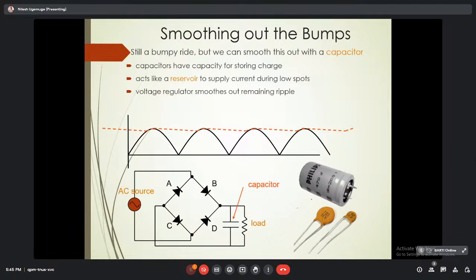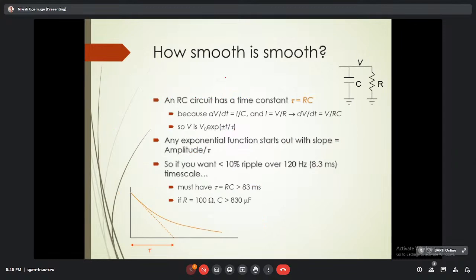That can be done with the help of a capacitor, in an RC, resistor and capacitor circuit. It is still a bumpy ride, but we can smooth this out with a capacitor, and capacitors have the capacity for storing charges. It can bypass the AC components which remain, and because of that we can get only the DC. It acts like a reservoir to supply current during low spots, and a voltage regulator smooths out remaining ripples, and because of that we can get continuous DC.